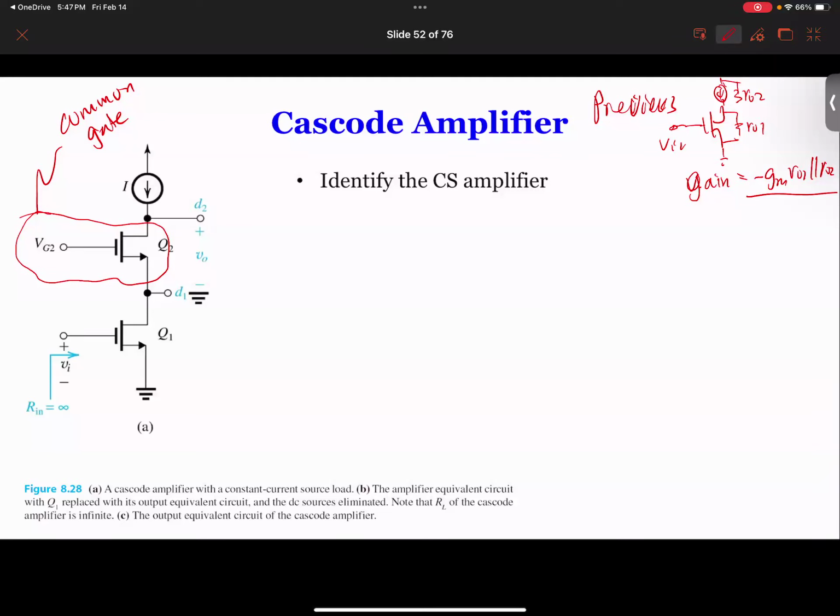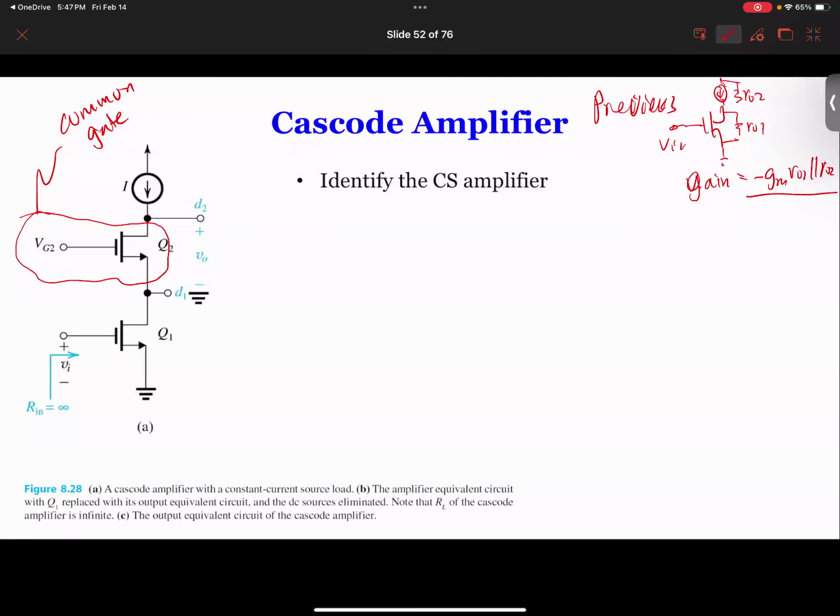Now since Q2 is a common gate amplifier, you can basically say that I can treat it as an impedance transformer because the gain is 1. So it does not change the gain, but the output impedance has changed a lot. That's why this thing is so cool, right? So how do I do the analysis? I'm going to draw the equivalent circuit over here so that you can see it very easily.